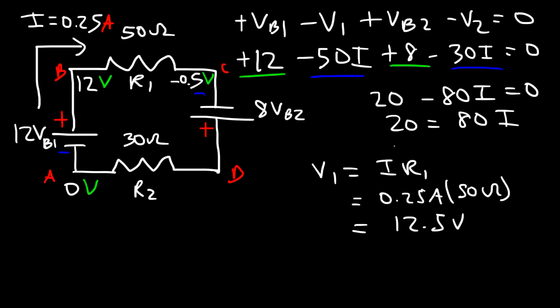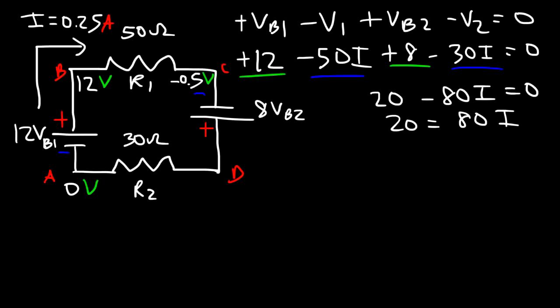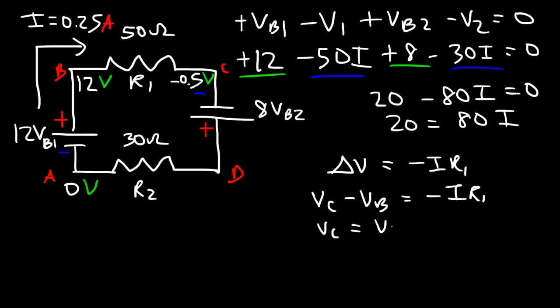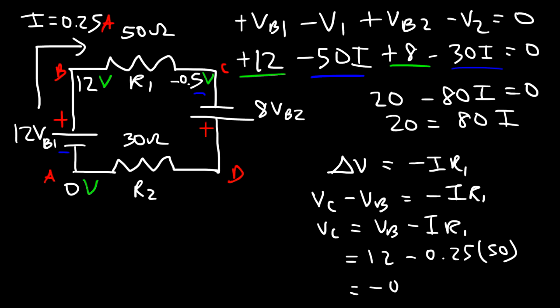Now you could set it up the way we did in the last problem. You could say that the voltage drop is I times R1, but with a negative sign, because it decreases the voltage. And VC minus VB is equal to negative I times R1, so you could say that VC is VB minus I times R1. So VB is 12, I is 0.25, and resistance is 50 ohms. So 12 minus 0.25 times 50, this will give you negative 0.5 volts. So that's the potential at point C.